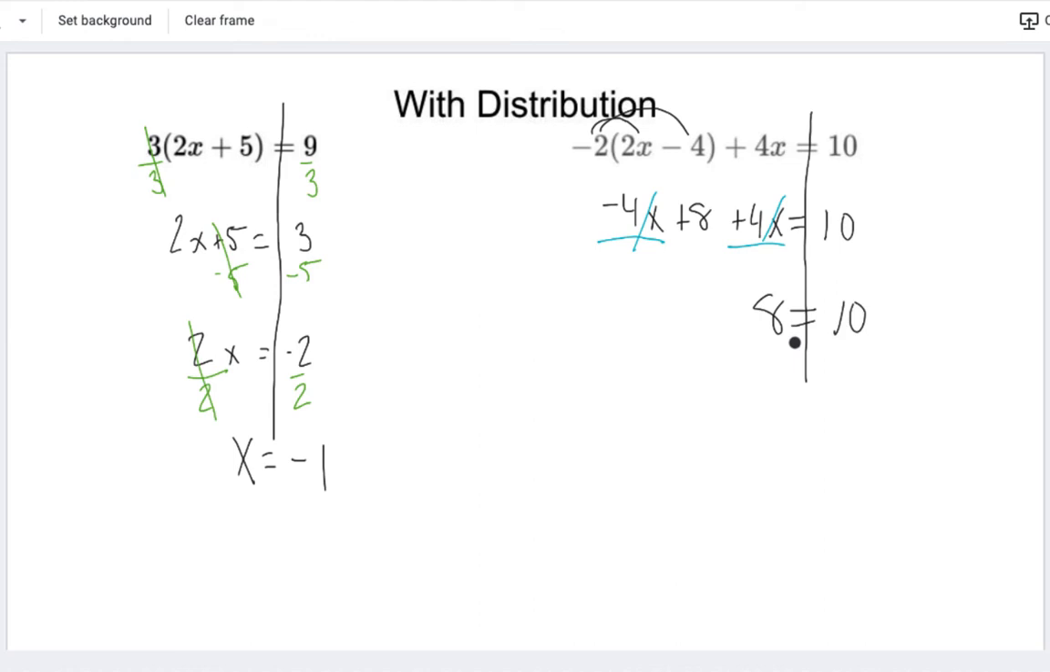Now, the obvious statement is that 8 does not equal 10, obviously. So this is one of the cases where our variable has been eliminated and we have a false statement. So if you have a false statement with no variables, there are no solutions.